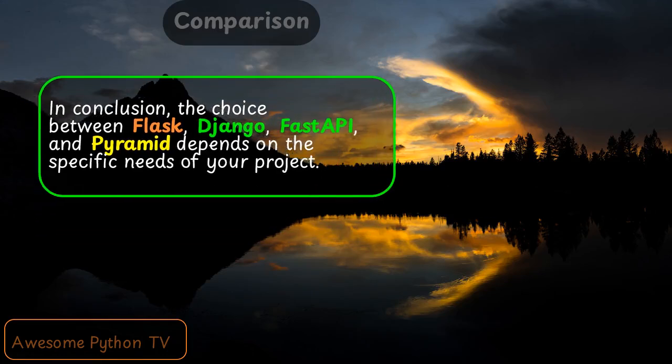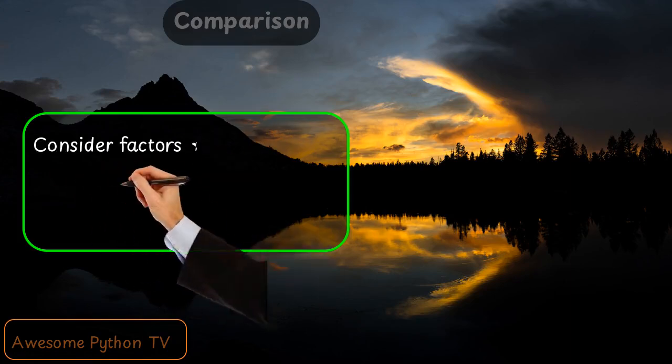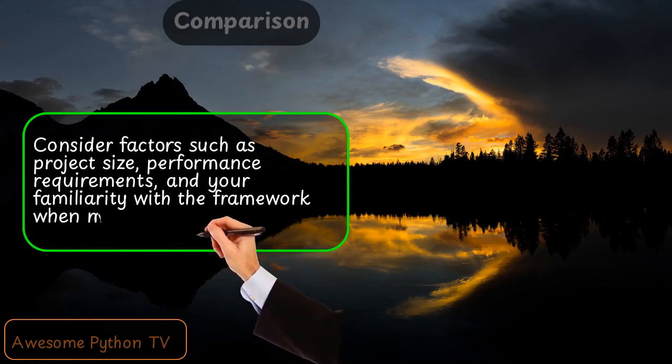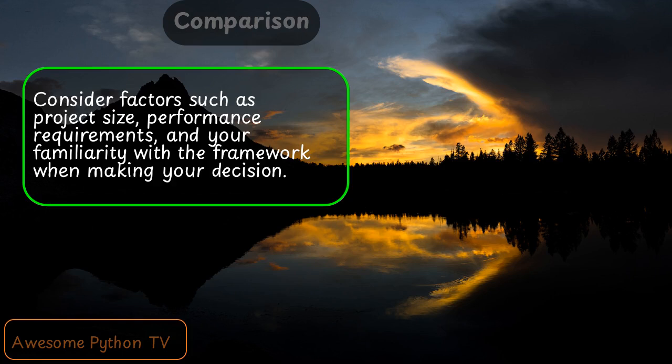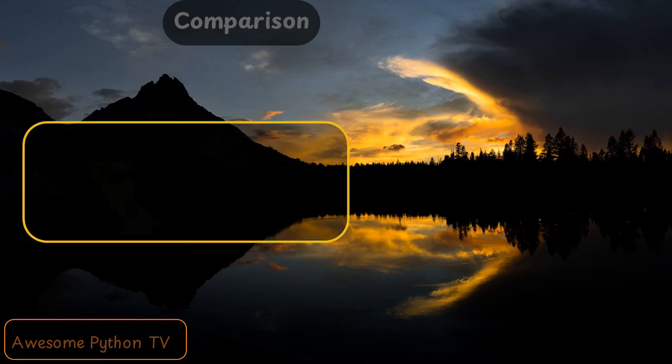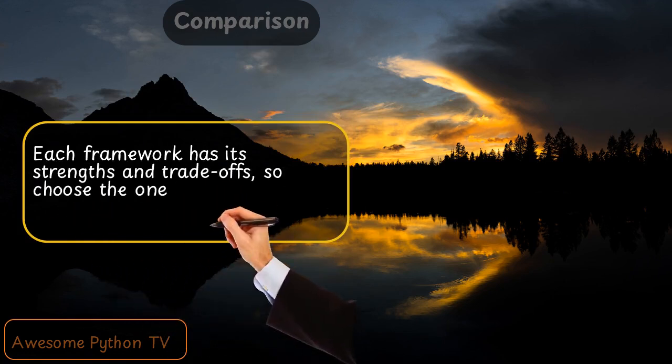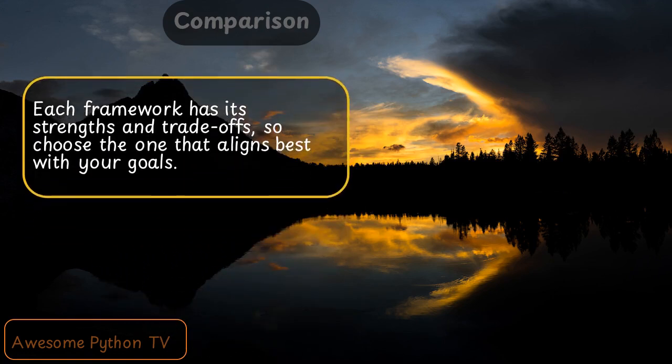In conclusion, the choice between Flask, Django, FastAPI, and Pyramid depends on the specific needs of your project. Consider factors such as project size, performance requirements, and your familiarity with the framework when making your decision. Each framework has its strengths and trade-offs, so choose the one that aligns best with your goals.